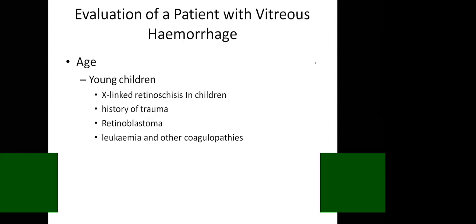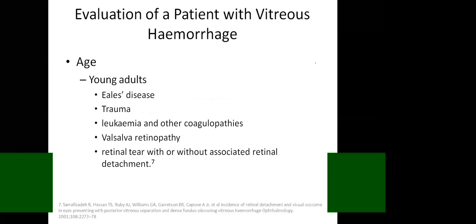So in young children, you want to think of retinoschisis, trauma, you want to think of tumors, you want to think of hematologic conditions. So this is not by any means an exclusive list, just some of the things to think about in each age bracket. In young adults, especially males, Eales comes forward as a common cause of vitreous hemorrhage secondary to vasculitis. So they have a vasculitis, the retina becomes ischemic, new vessels grow, and you get a vitreous hemorrhage.